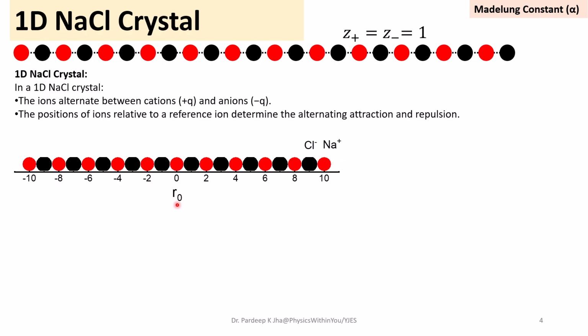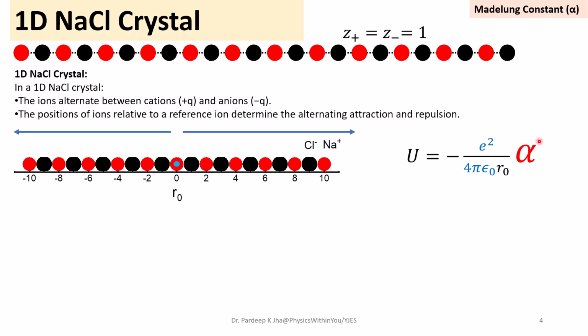For the calculation, we take a reference ion in the middle. This is our reference ion. We have a series of alternating atoms on this side as well as on this side. What you need is to calculate alpha, because we already know U: Z1 and Z2 are 1, so e square becomes very simple, and 4 pi epsilon naught is there. But what we have to find is the R naught alpha part.